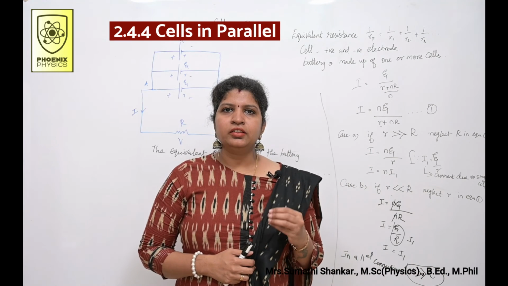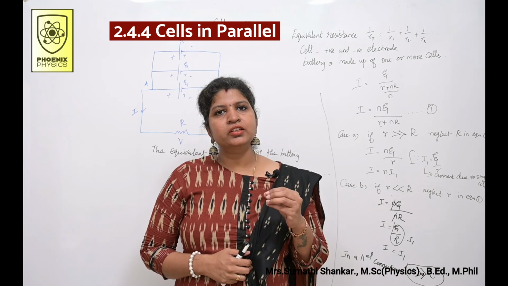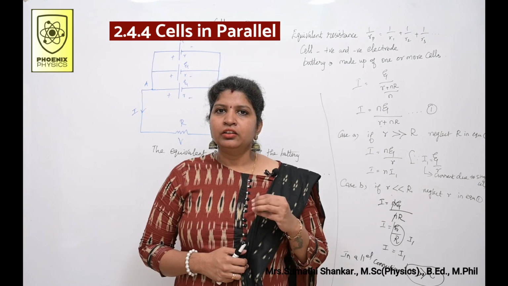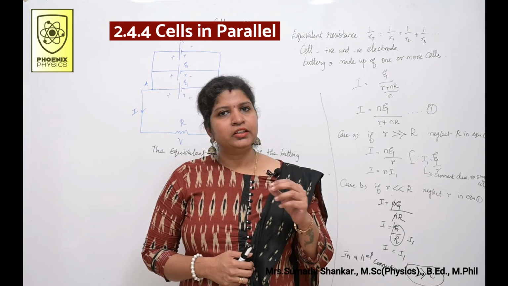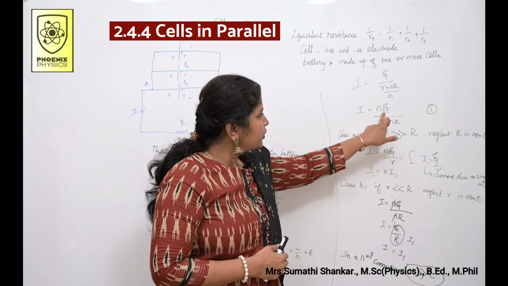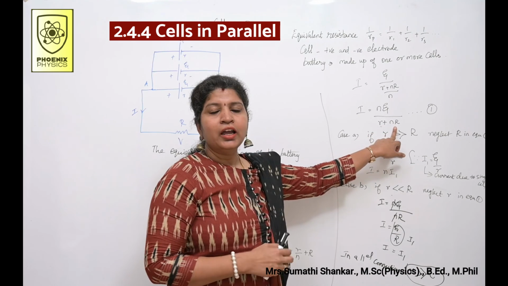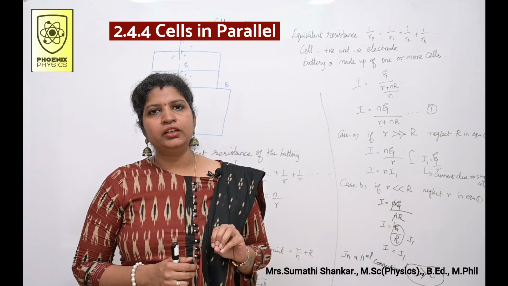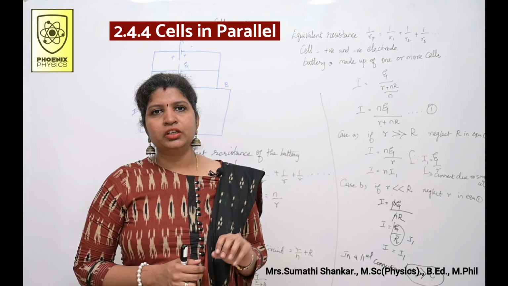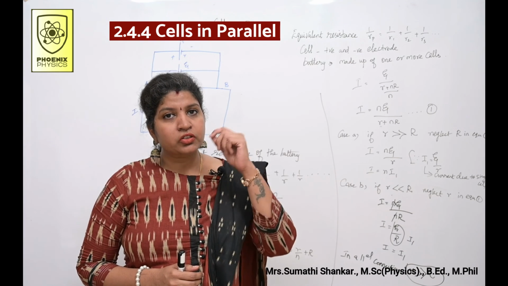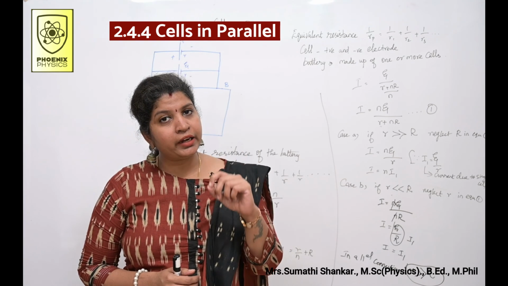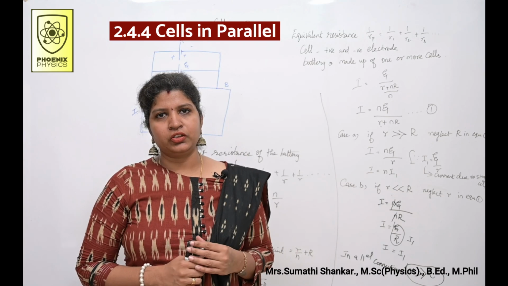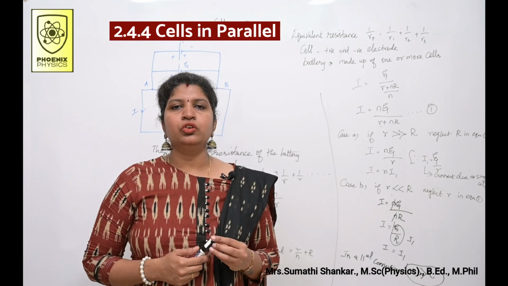In this class we discussed cells in parallel connection. We derived the formula I is equal to n Xi by r plus nR. Then we discussed two cases. Finally, we concluded that if it is a parallel connection, the internal resistance of the cell must be greater than the external resistance. I hope this video is useful to you.